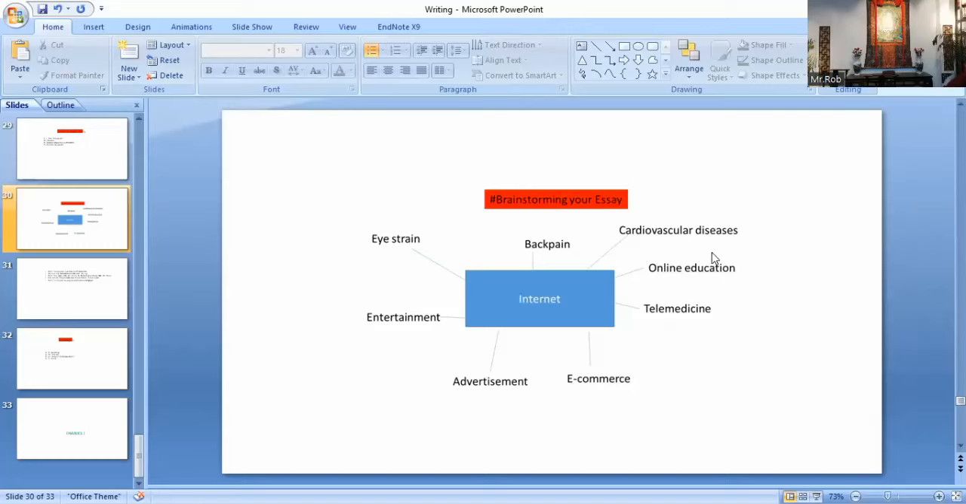Now, when you have written all these words around the box, internet, you can classify these words into two groups. For example, online education, telemedicine, e-commerce, advertisement, and entertainment can be put together in one group of advantages, whereas cardiovascular diseases, back pain, and eye strain, for example, can be put into another paragraph about the disadvantages. This way of organizing your ideas will help you write the different body paragraphs of your text as well.